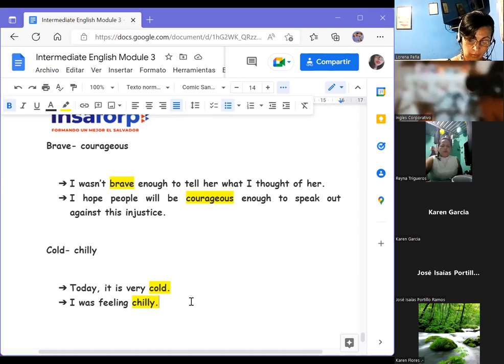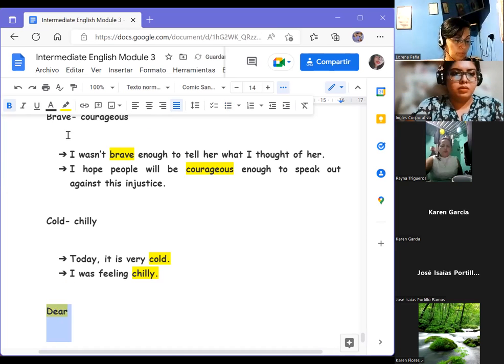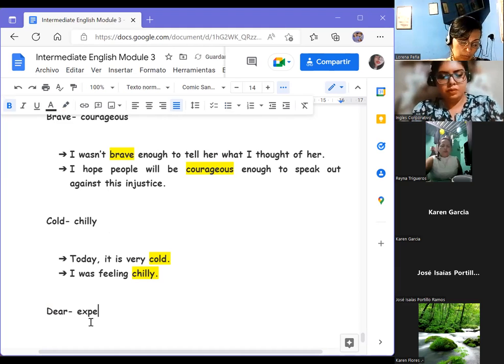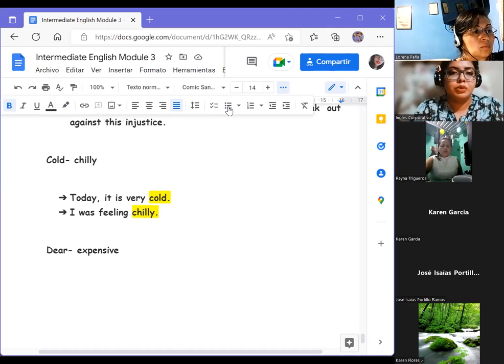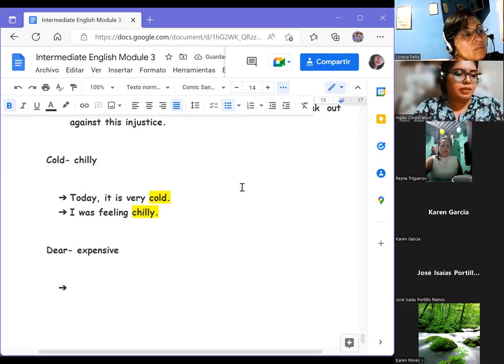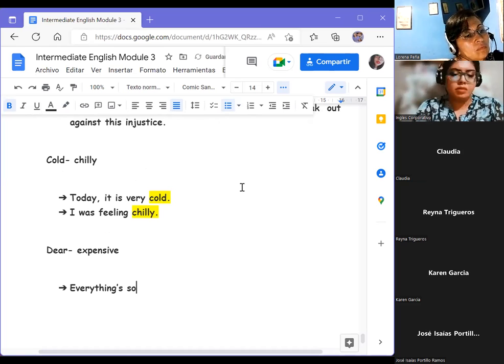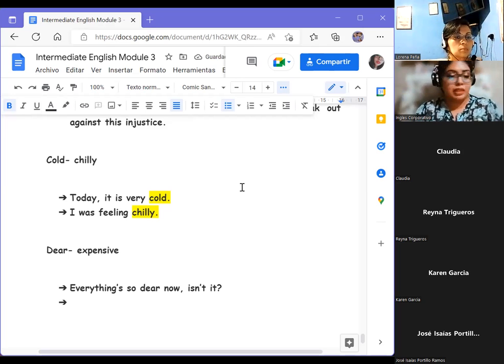Then we have dear and expensive. And we have the examples. Everything's so dear now, isn't it? And the second one, I can't afford it. It is too expensive.